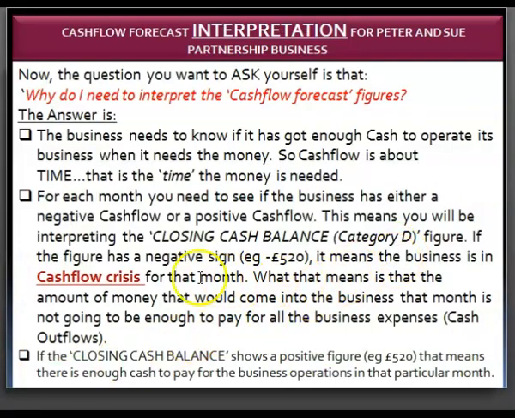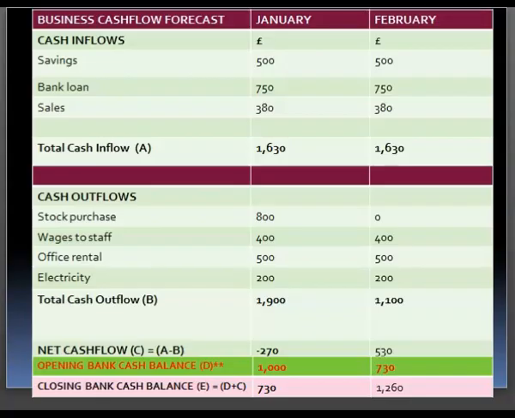Okay, so if the figure has a negative sign, like I said earlier on, it means the business is in cash flow crisis for that month. What that means is that the amount of money that will come into the business that month is not going to be enough to pay for all the business expenses, which are cash outflows. Expenses means cash outflows, like I've been telling you all along. Then if the closing cash balance shows a positive figure, that is 550 in this example, that means there's enough cash to pay for the business operation.